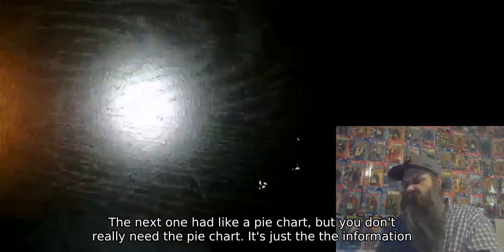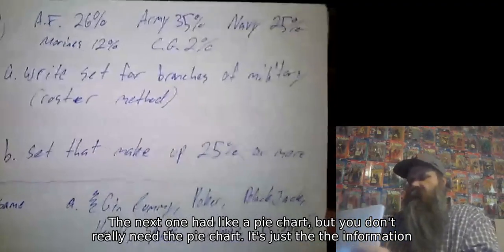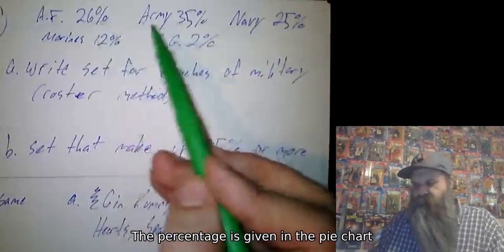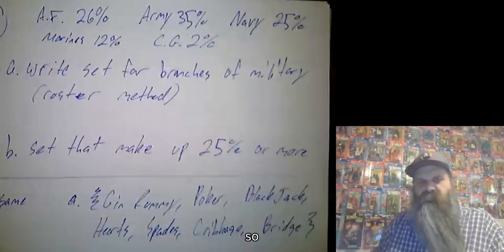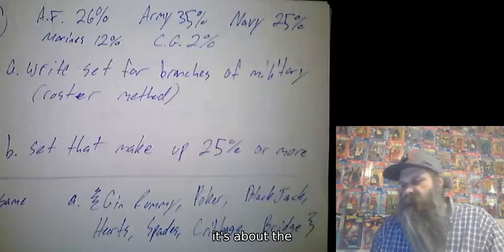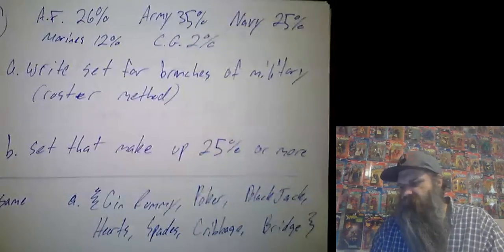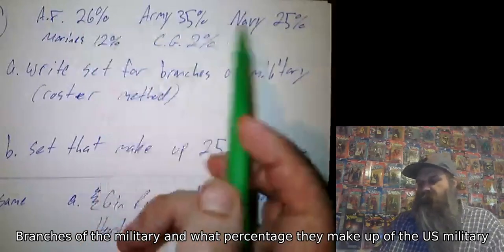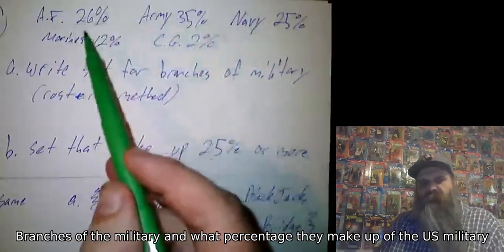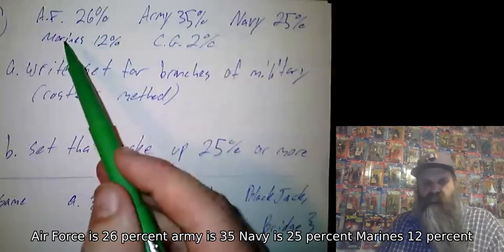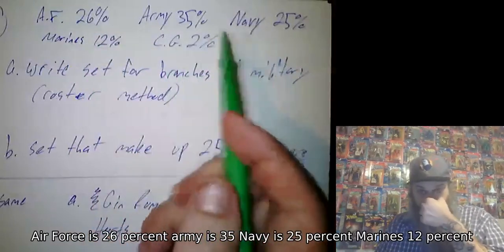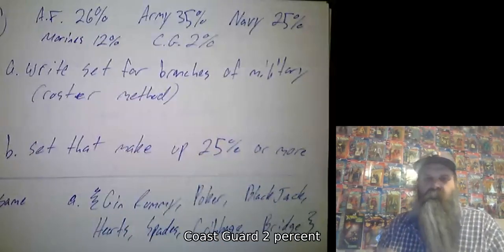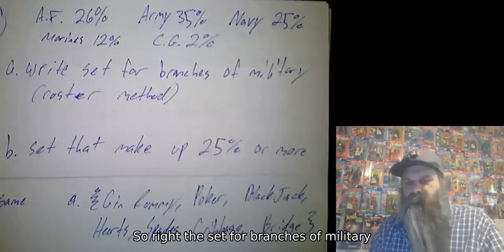The next one had like a pie chart, but we don't really need the pie chart. It's just the information, the percentages given in the pie chart. So it's about the branches of the military and what percentage they make up of the U.S. military. Air Force is 26%, Army is 35%, Navy is 25%, Marines 12%, Coast Guard 2%.